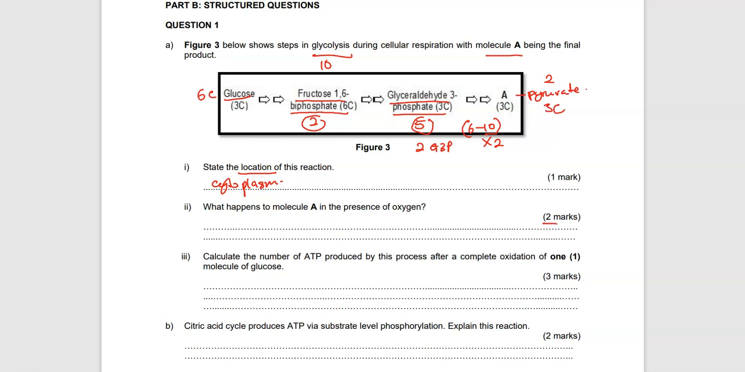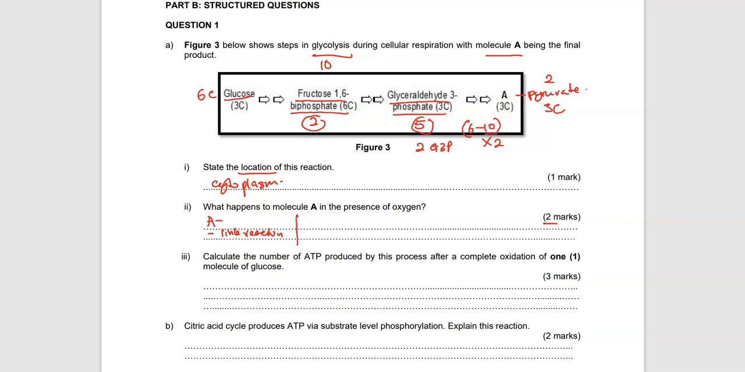So what happens to molecule A in the presence of oxygen? The question is worth 2 marks. So for the first mark, you can get it by mentioning that A is pyruvate. And then what happened to pyruvate? It undergoes link reaction, or instead of writing link reaction, you can also write it undergoes pyruvate oxidation. Okay, so then you get 2 marks.